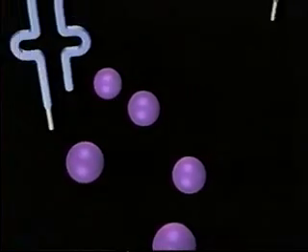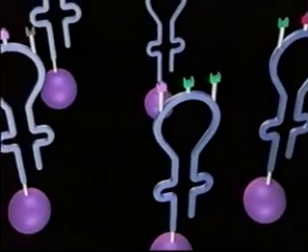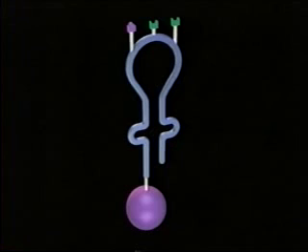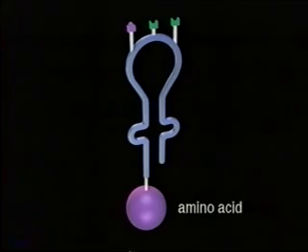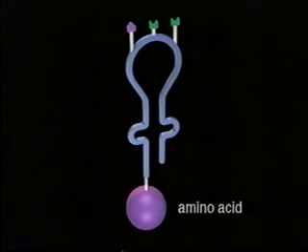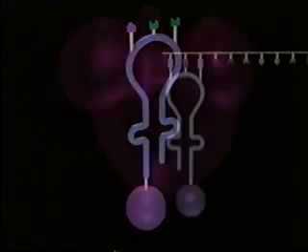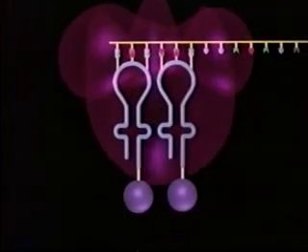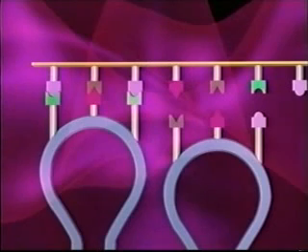Transfer RNAs continue to bring in amino acids in the order specified by the sequence of nucleotide bases in the mRNA. For each possible triplet combination, there is a specific tRNA that will bind to it. Amino acids floating in the cytoplasm are picked up by tRNA molecules and delivered to the ribosomes. An amino acid attaches to one end of the transfer RNA molecule, while on the other end are 3 exposed bases.